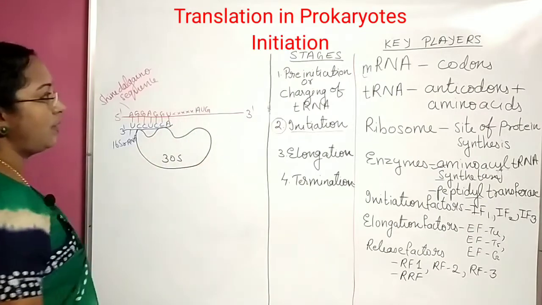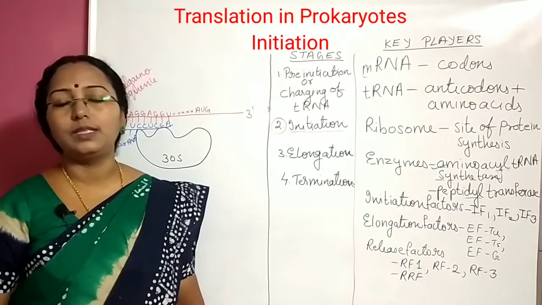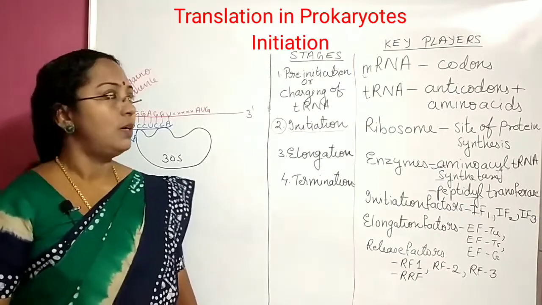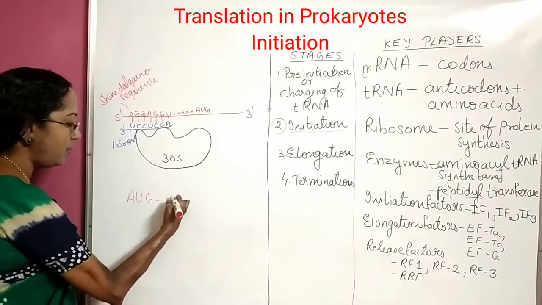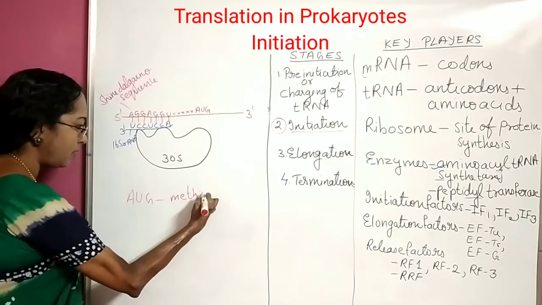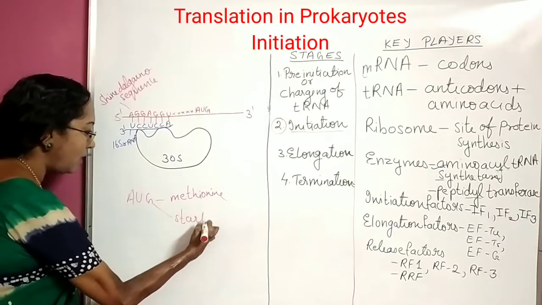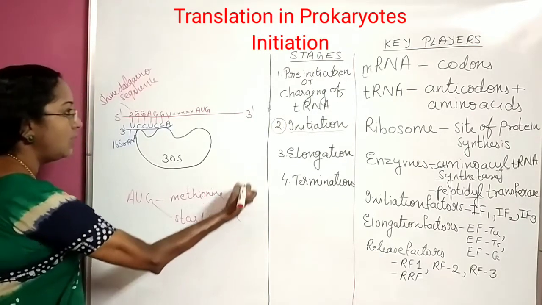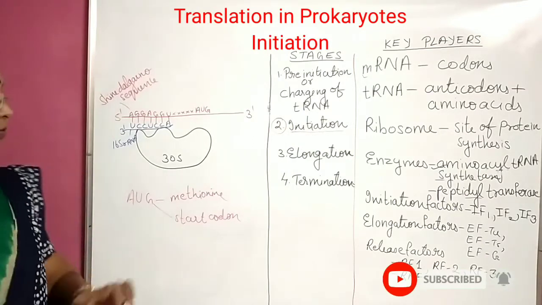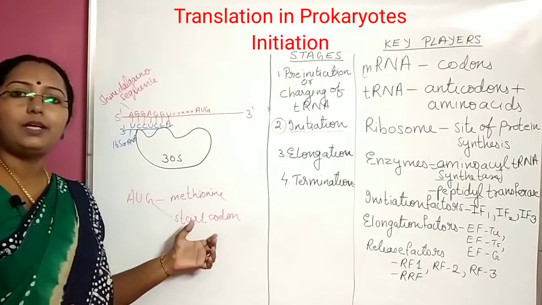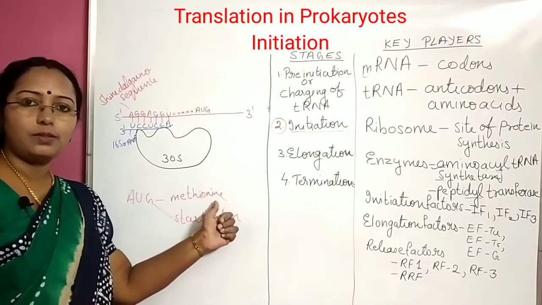AUG codon. I hope you remember the importance of AUG. It has got a dual role. What is the first role of AUG? The AUG codon codes for the amino acid methionine. And AUG is also the start codon. That means initiation of translation begins with the coming of this codon, AUG. AUG is the start codon. It also codes for the amino acid methionine. This is a dual role.